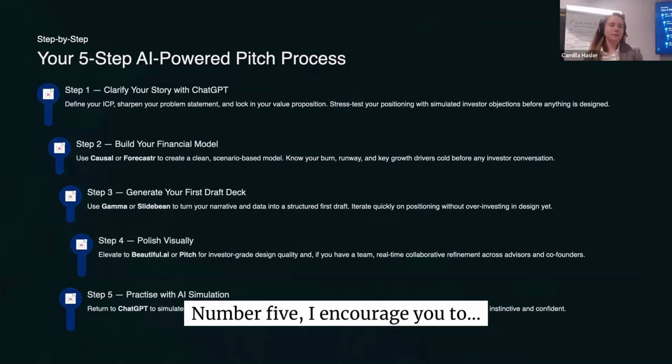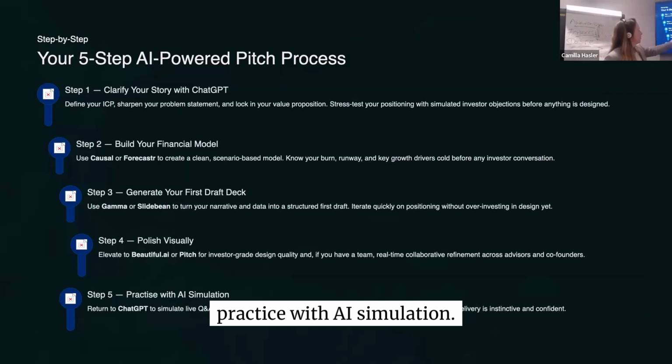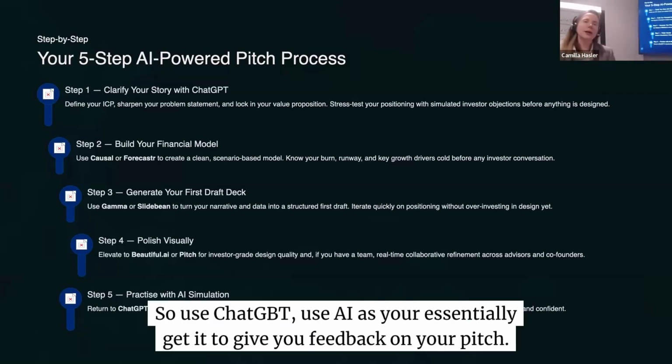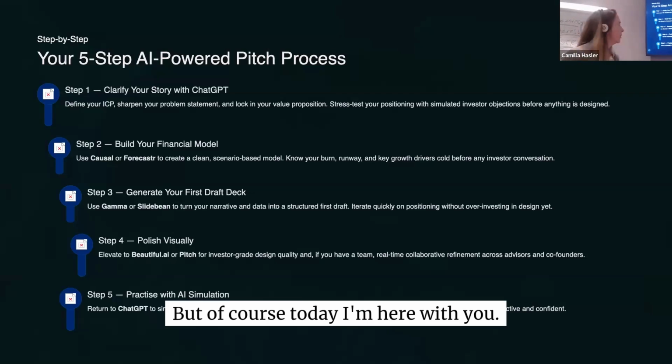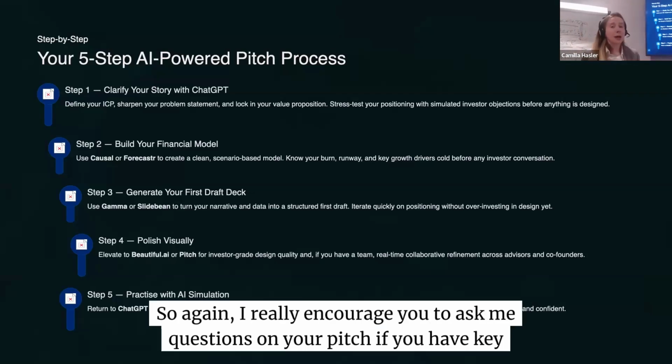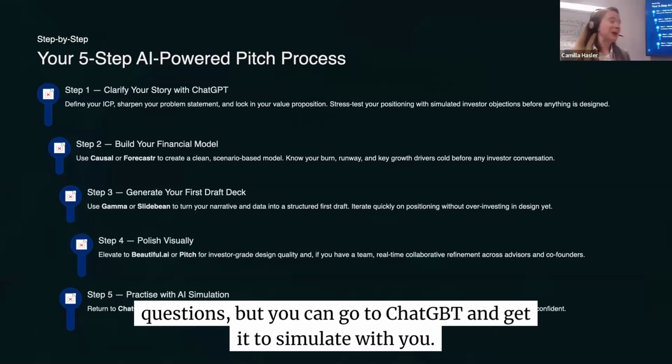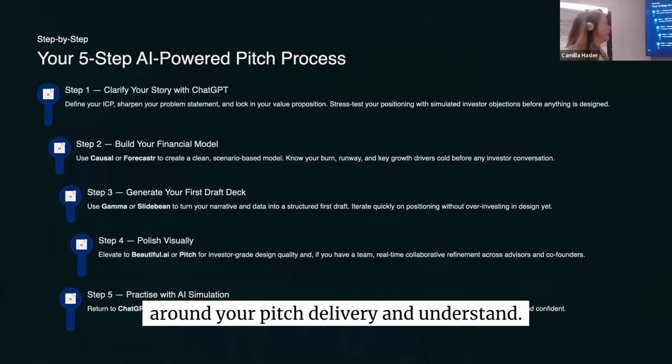Number 5, I encourage you to practice with AI simulation. So use ChatGPT, use AI to give you feedback on your pitch, if you don't have another option in terms of an expert in pitches. But of course, today I'm here with you. So again, I really encourage you to ask me questions on your pitch if you have key questions. But you can go to ChatGPT and get it to simulate with you around your pitch delivery.